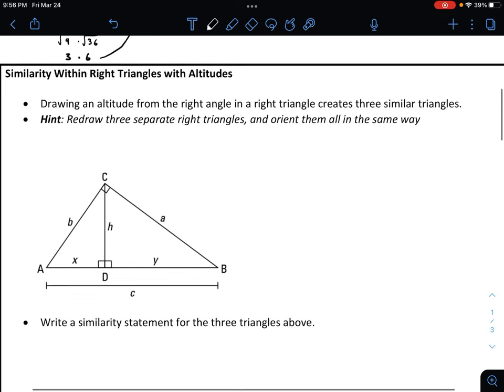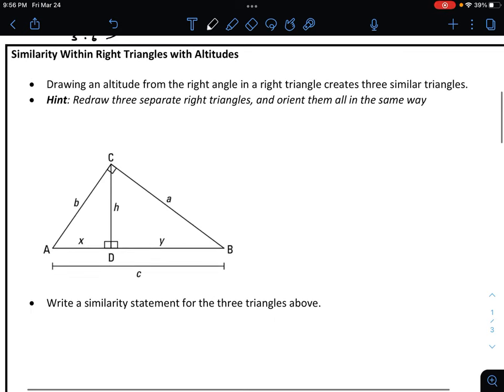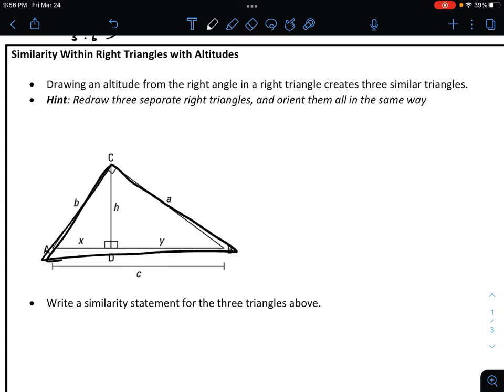Similarity within right triangles with altitude. So there's a special relationship that occurs whenever you have a right triangle. Notice how ABC is a right triangle here. And when you take this right triangle and you draw an altitude from the right angle, so it doesn't occur on the other angles because they would just be the sides. It has to be from the right angle. I have a situation, all right?